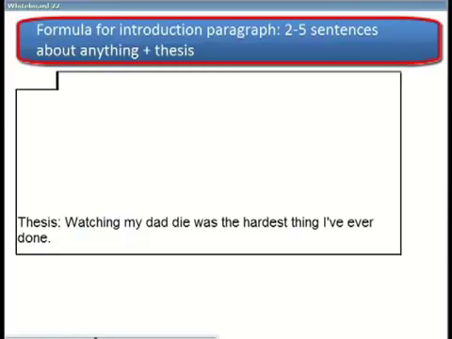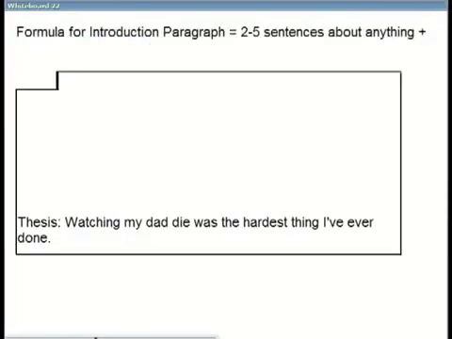And now all we have to do is come up with 2 to 5 sentences about anything that lead into that thesis. Now, to prove that you can write about anything in your introduction, it really doesn't matter what sentences you come up with to introduce your thesis, just as long as you introduce your thesis.